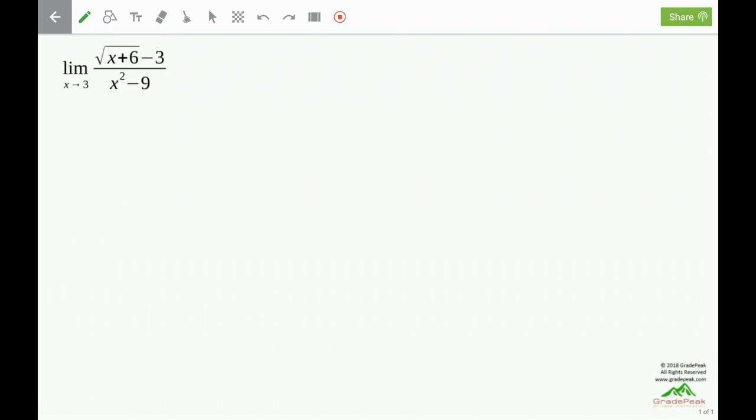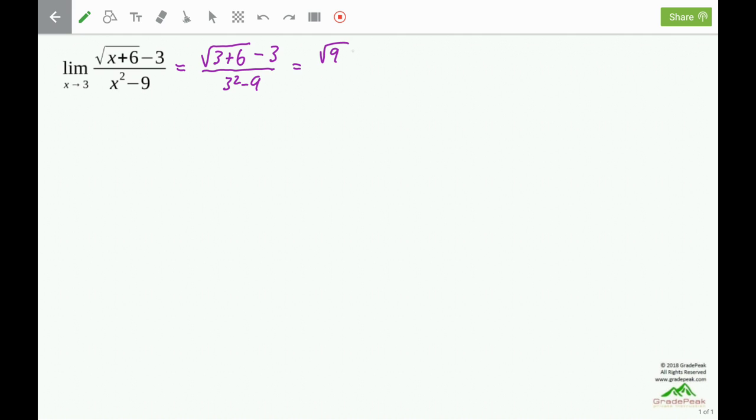The limit as x goes to 3 of the square root of x plus 6 minus 3 over x squared minus 9. The first thing we're going to do is try plugging a 3 in for all of the x's. So in the numerator we have the square root of 3 plus 6 minus 3. In the denominator we have 3 squared minus 9.